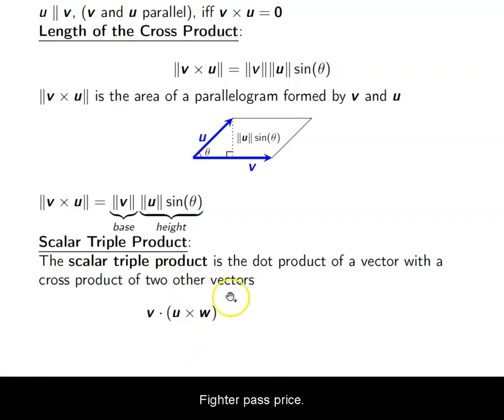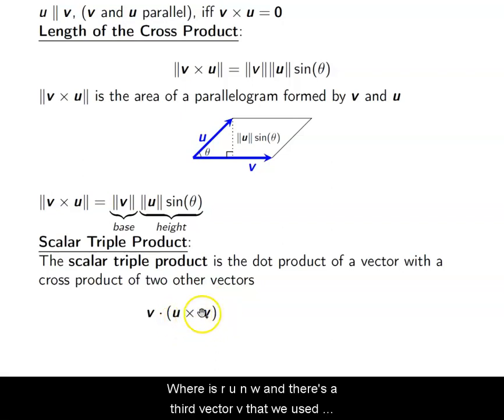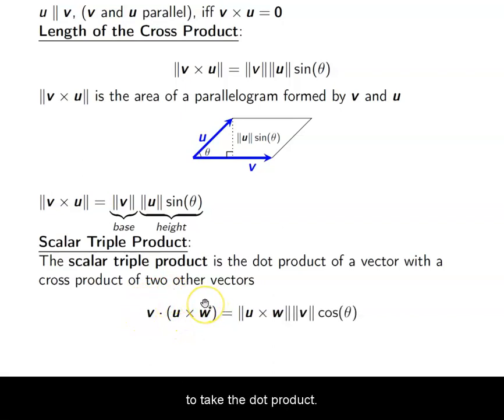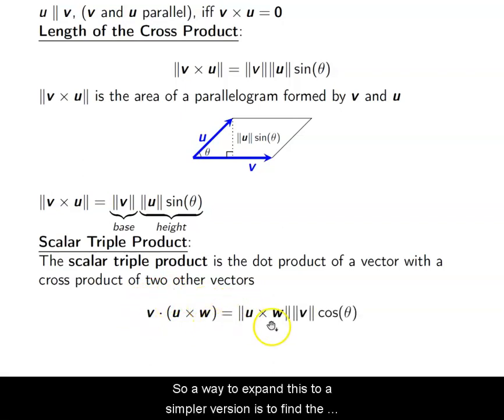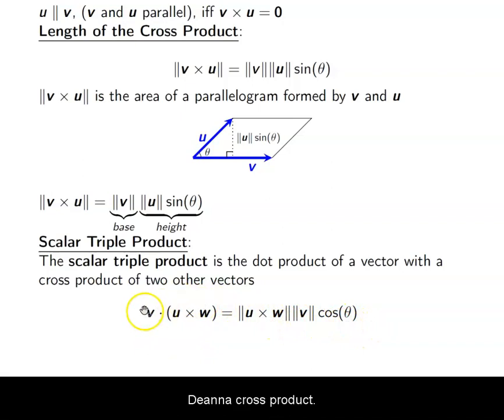Okay, so find a cross product. This result is perpendicular to u and v, or sorry, u and w, and there's a third vector v that we use to take the dot product with it. So a way to expand this to a simpler version is to find the length of the cross product, and then it's the length of v times cosine of the angle between v and the cross product u cross w.